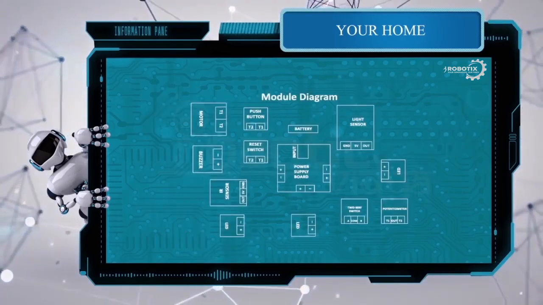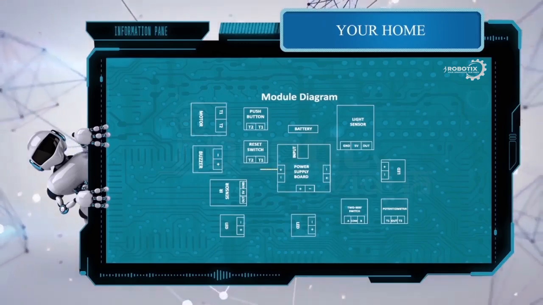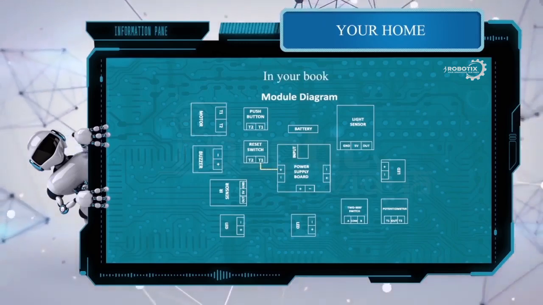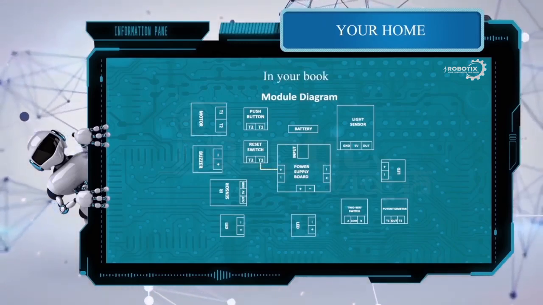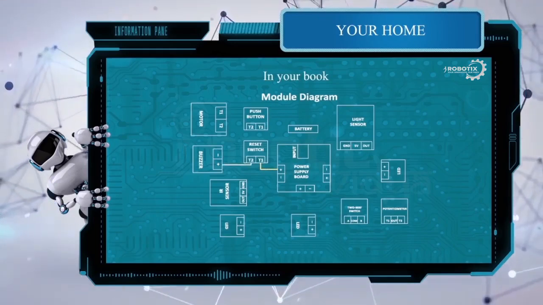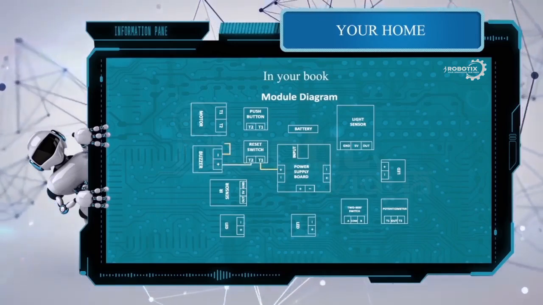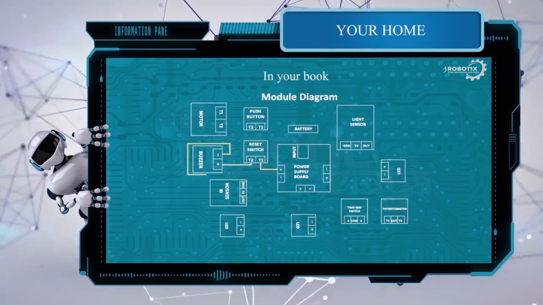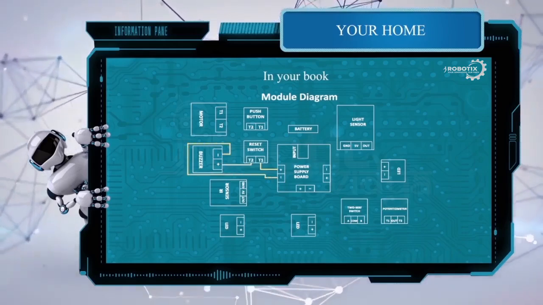So first, start with your power supply board's positive, being connected to any terminal of your momentary switch, and then the other terminal of a momentary switch is connected to buzzer's positive and buzzer's negative connected to your power supply board's negative.